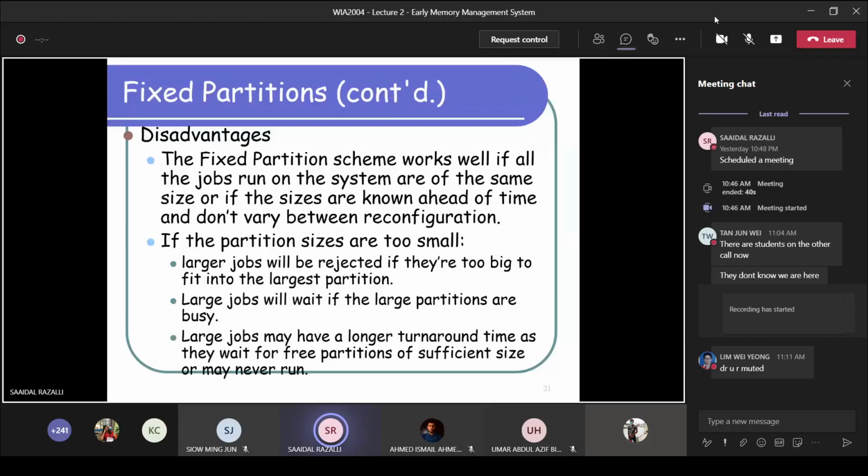This scheme works well if all jobs running in the system are of the same size, since the same size is easy. But in the real world it's not the same size. Some applications are heavy, some are very light. If the partition sizes are too small, larger jobs will be rejected if they are too big to fit into the largest partition. Large jobs will wait if the large partitions are busy. They may have a longer turnaround time as they wait for a free partition of sufficient size, or may never run. You're stuck in the CPU and cannot go into the memory.